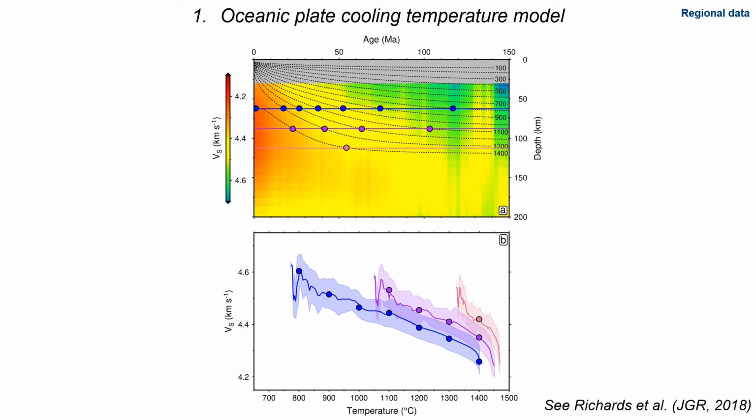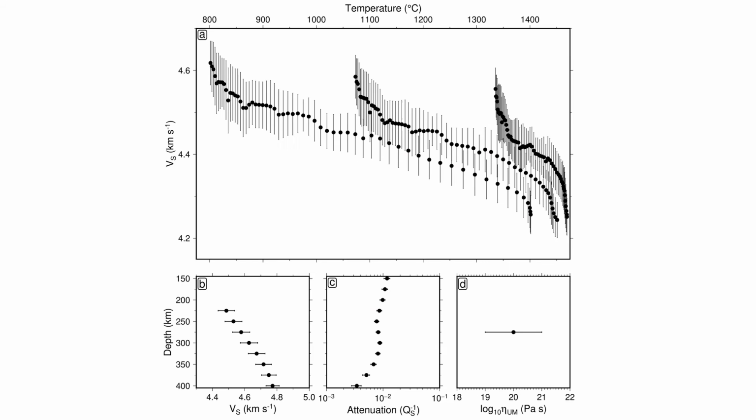By binning the shear wave velocities in our seismic model by oceanic age and depth, shown in panel A, we can construct a VS to T mapping, shown in panel B. We use three 25 km depth bins over the ranges 50 to 75 km in blue, 75 to 100 km in purple, and 100 to 125 km in red, to characterize the VS to T relationship at shallow depths.